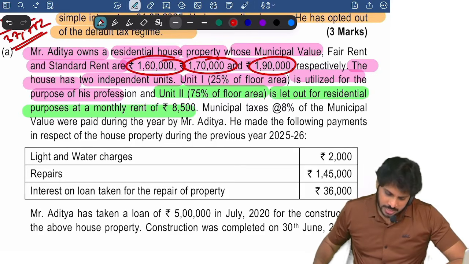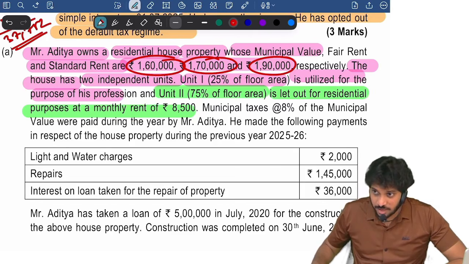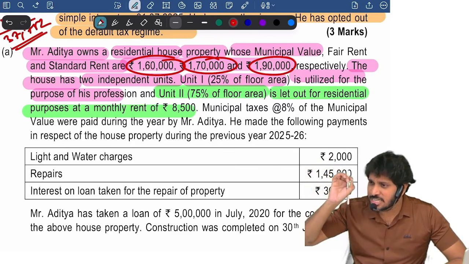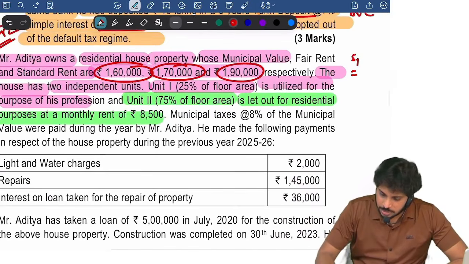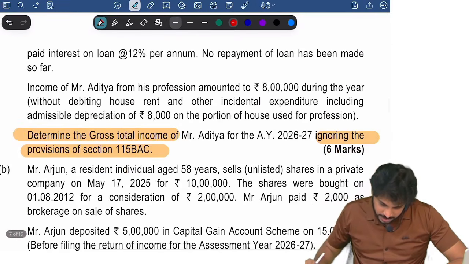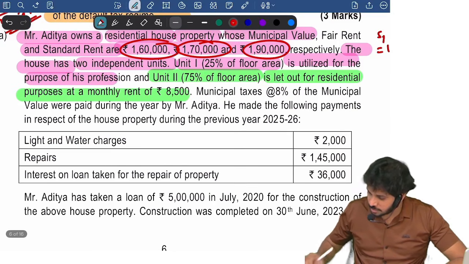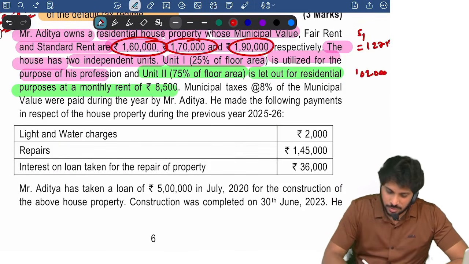Now look at this. For the full property they have given values, but I should take only 75%. Anyhow, standard rent is higher than both, so 1,70,000 I should take into 75% only. Fair rent or municipal value is 1,70,000, but restricted to standard. Standard is very much higher. So step 1, expected rent is 1,70,000 multiplied by 75%, that is 1,27,500. Then step 2, rent 8,500. Is there any vacancy? Nothing. No vacancy. So 8,500 into 12 months is 1,02,000. Whichever is higher, gross annual value is 1,27,500.